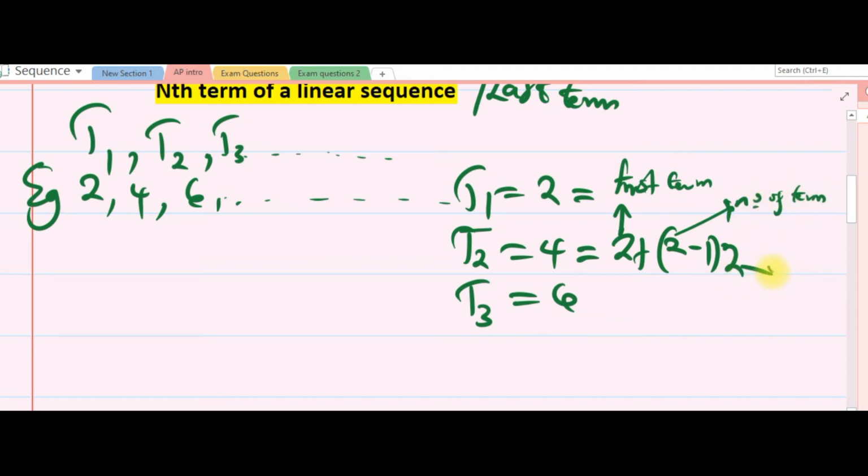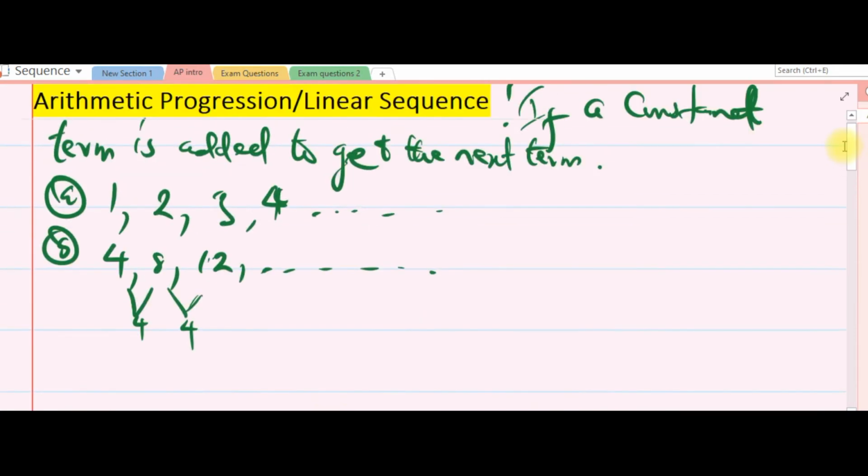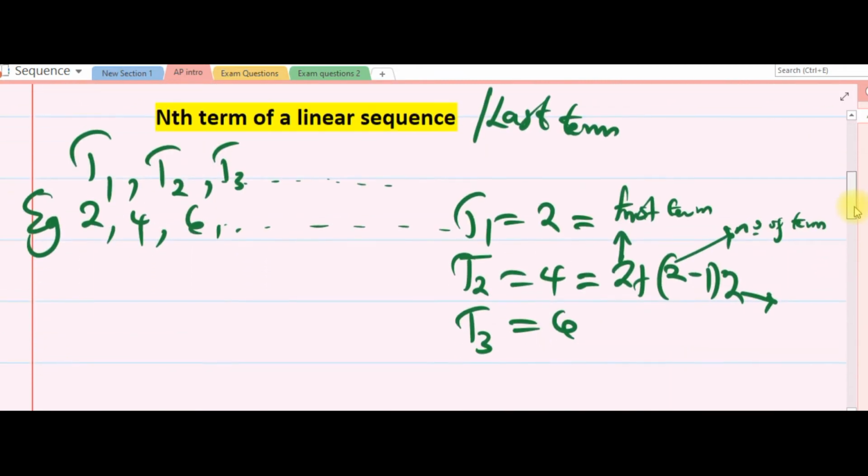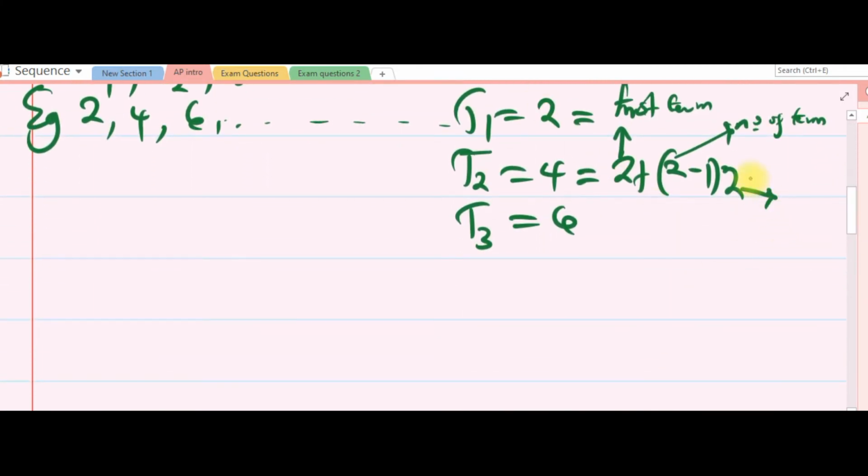The 2 here is the common, sorry, I didn't tell you that. The constant term that we normally add here is called the common difference. We normally denote it with D. So that constant term that you normally add to a linear sequence to get the next term is called the common difference. So this 2 is the common difference.